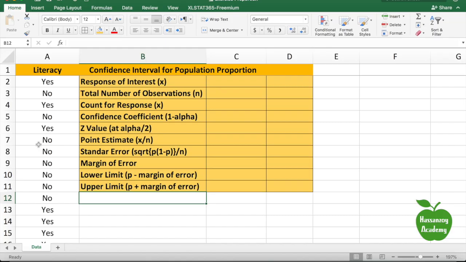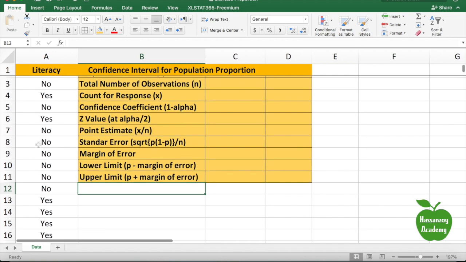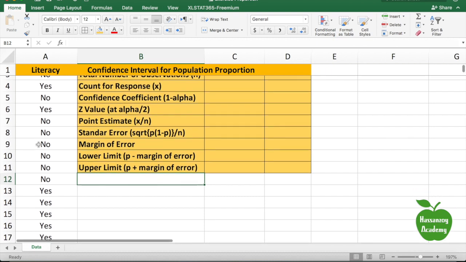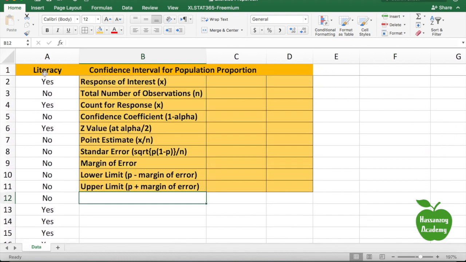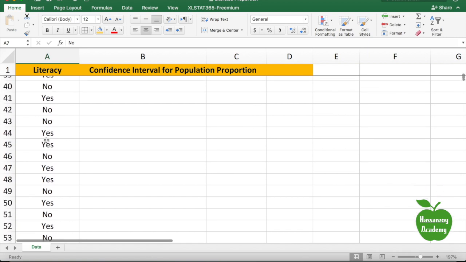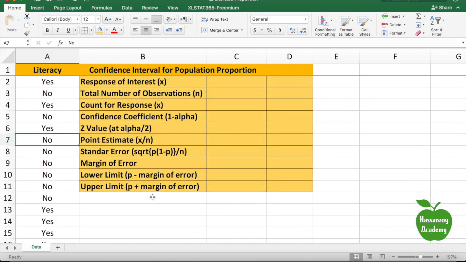We will use actual data on literacy of rice farmers for this exercise. The proportion of all rice farmers who are literate, that is population proportion, is not known. We will use sample proportion as estimate of the population proportion. Literacy is a nominal variable where the characteristic of interest, that is a rice farmer is literate, is coded as yes and no otherwise. Here in this data, yes means the farmer is literate and no means the farmer is not literate. This exercise will be done in Microsoft Excel, which is widely accessible to everyone.